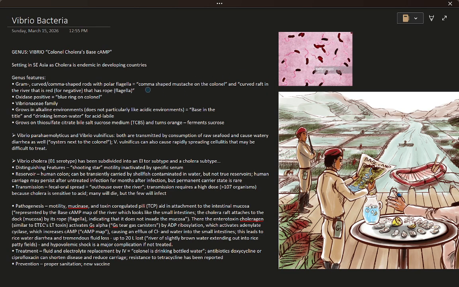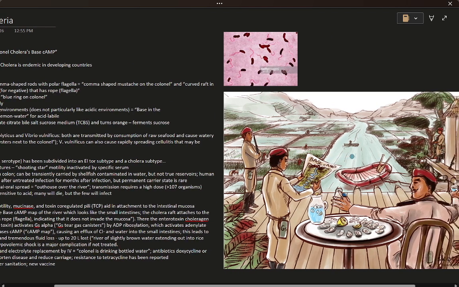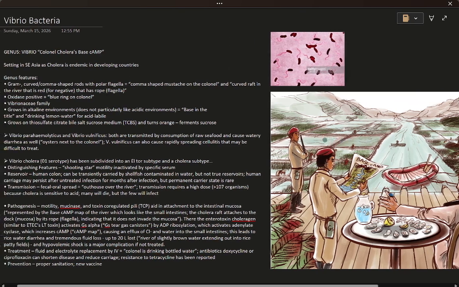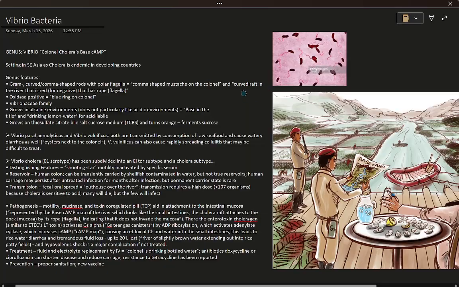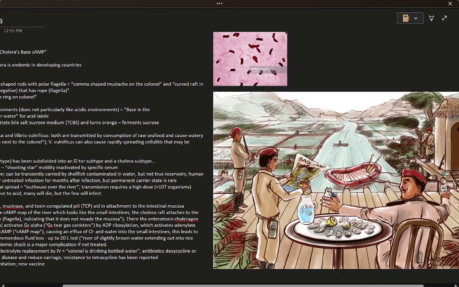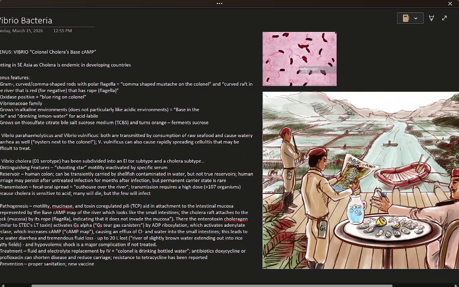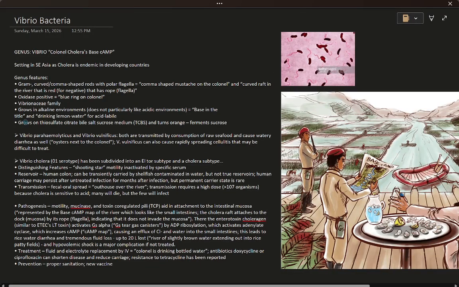And then to remember this, think about the comma-shaped mustache on the kernel. So here's the comma-shaped mustache on the kernel and the curved raft on the river that is red. So a curved raft in the river that is red, as shown over here. And that also has a rope to symbolize the flagella. And it's red because it symbolizes the gram-negative feature of the Vibrio bacteria.